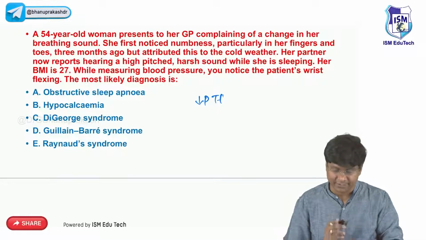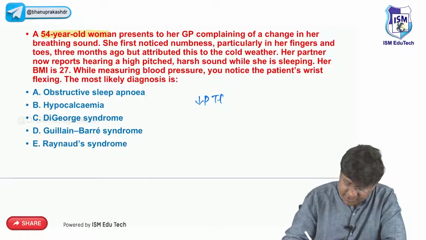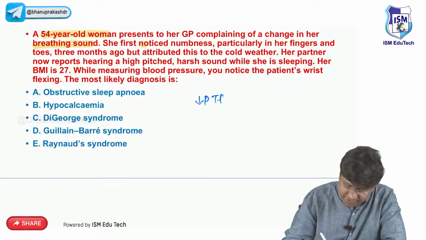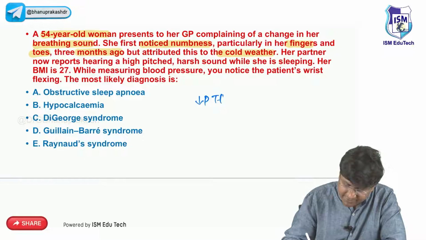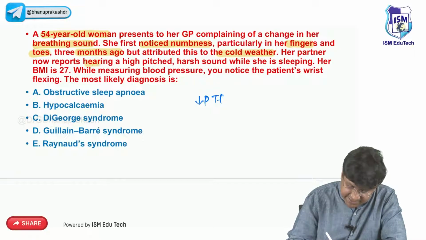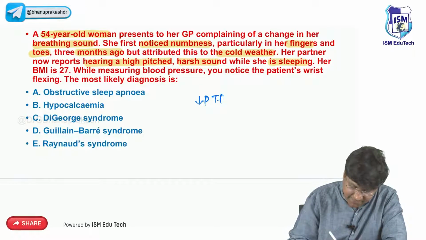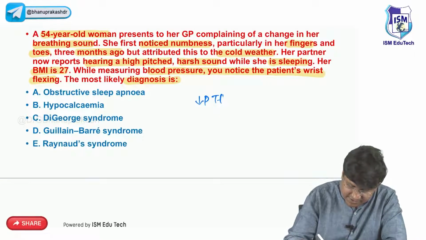Okay, hypoparathyroidism. You see the clinical scenario. A 54-year-old woman presents to her general practitioner with a change in her breathing sound. She first noticed numbness, particularly in her fingers and toes, 3 months ago, but attributed this to cold weather. Her partner now reports hearing a high-pitched, harsh sound while she is sleeping. Her BMI is 27. While measuring the blood pressure, you notice the patient's wrist is flexing. What do you think is the diagnosis in this patient?